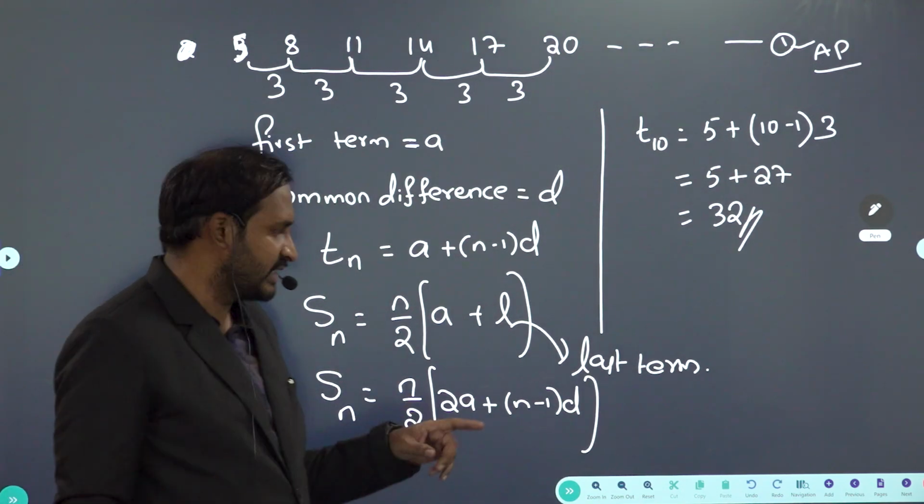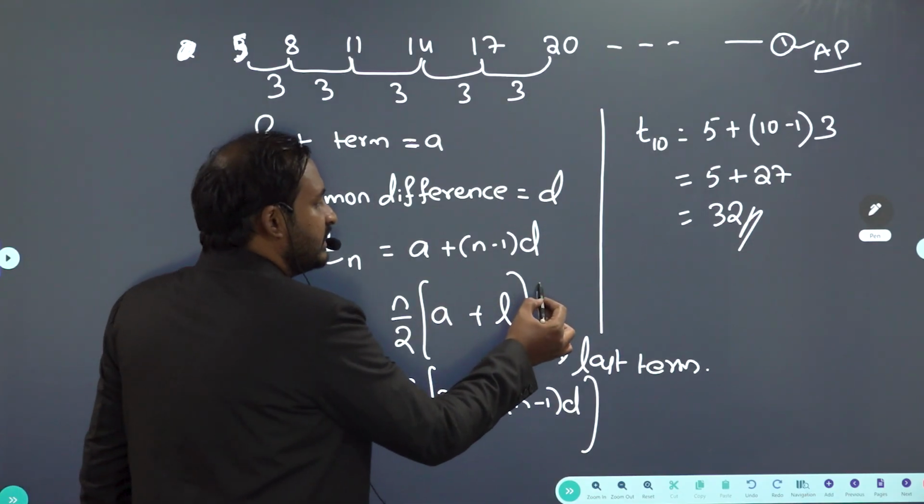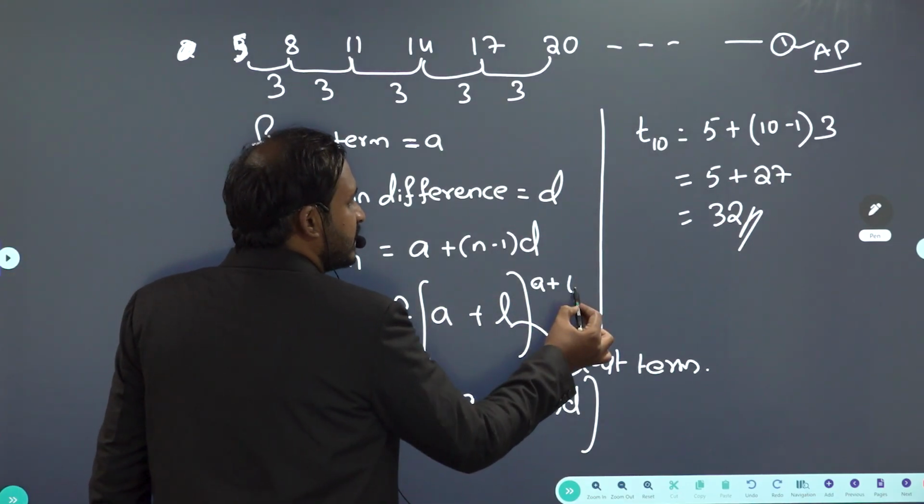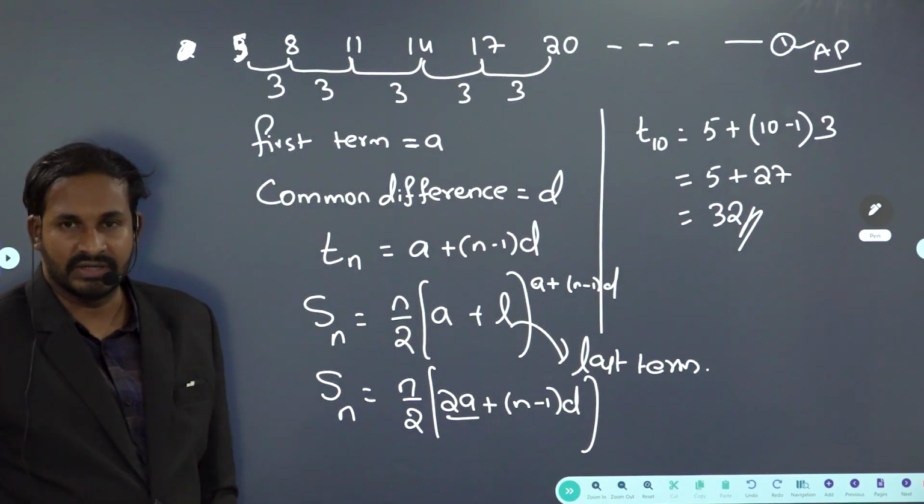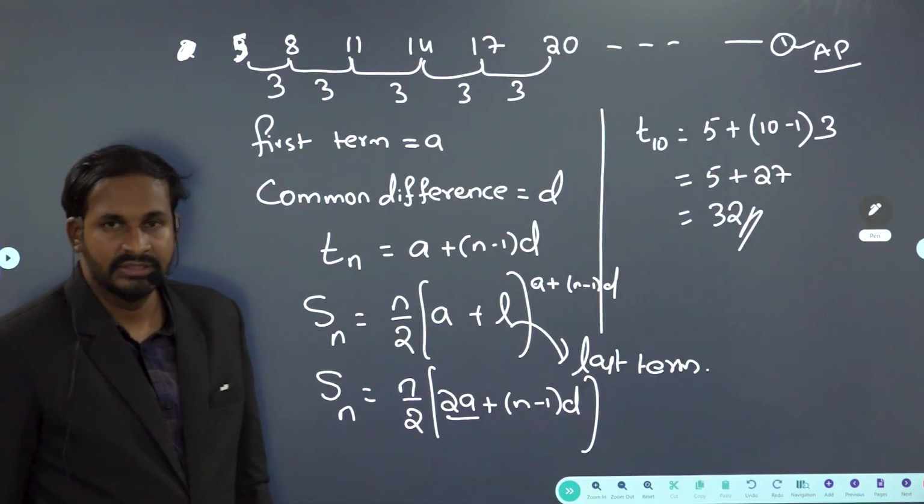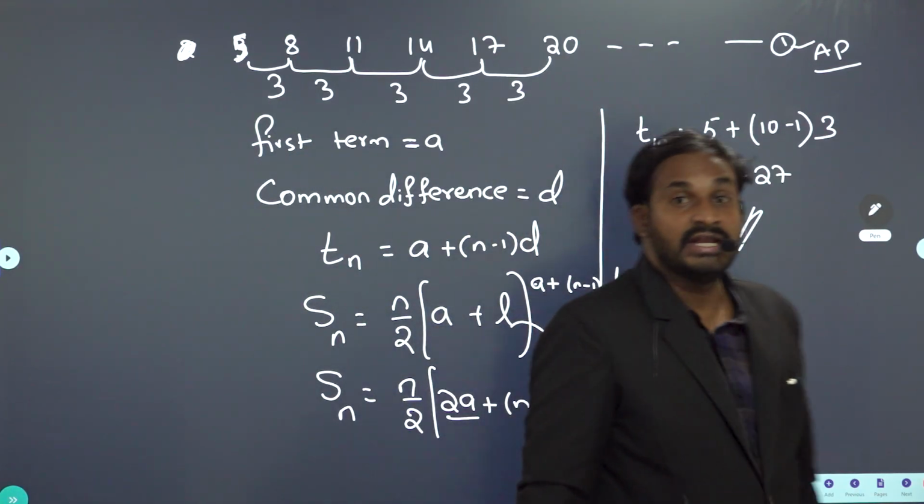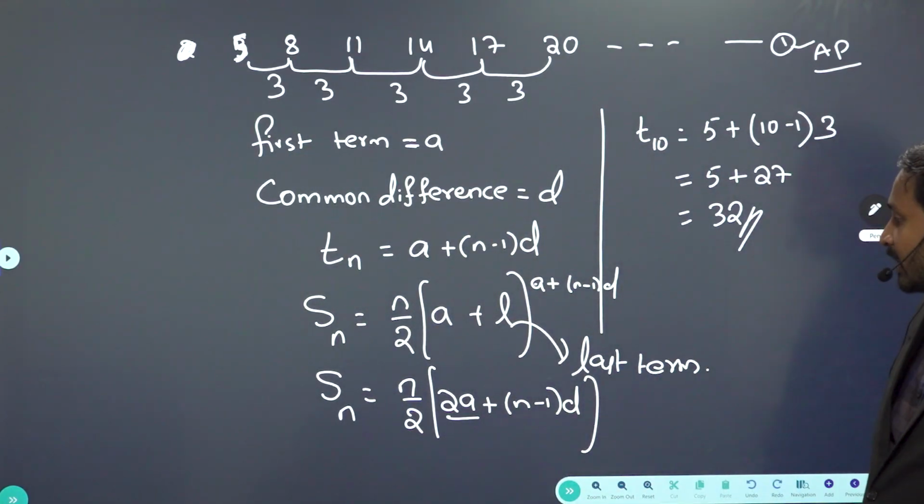See here, students, the last term means the nth term, which becomes A plus n minus 1 into D, right? So A plus L will become 2A plus n minus 1 into D. From this, the formula was derived. Sum to n terms in arithmetic progression is equal to n by 2 into 2A plus n minus 1 into D.